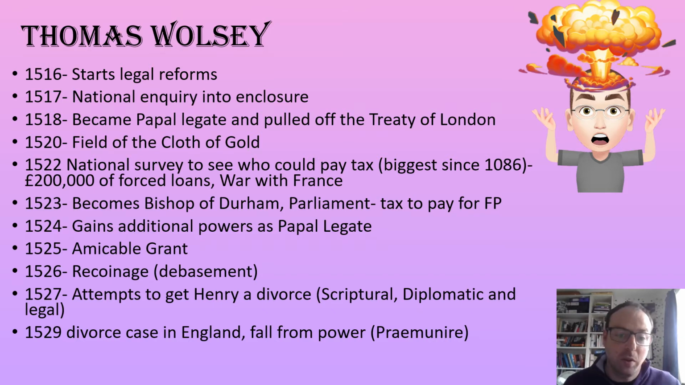In 1520 he helps organise the Field of Cloth of Gold, where Henry meets with the King of France, and they manage to display their wealth and even get involved in a wrestling match. But that staved off war with France, but not for very long, because in 1522 there was war with France, and Wolsey also carried out a national survey to see who could pay tax and how much tax. It was the biggest since the Domesday Book of 1086, and he then managed to generate 200 grand's worth of forced loans for Henry, again showing his effectiveness as First Minister.